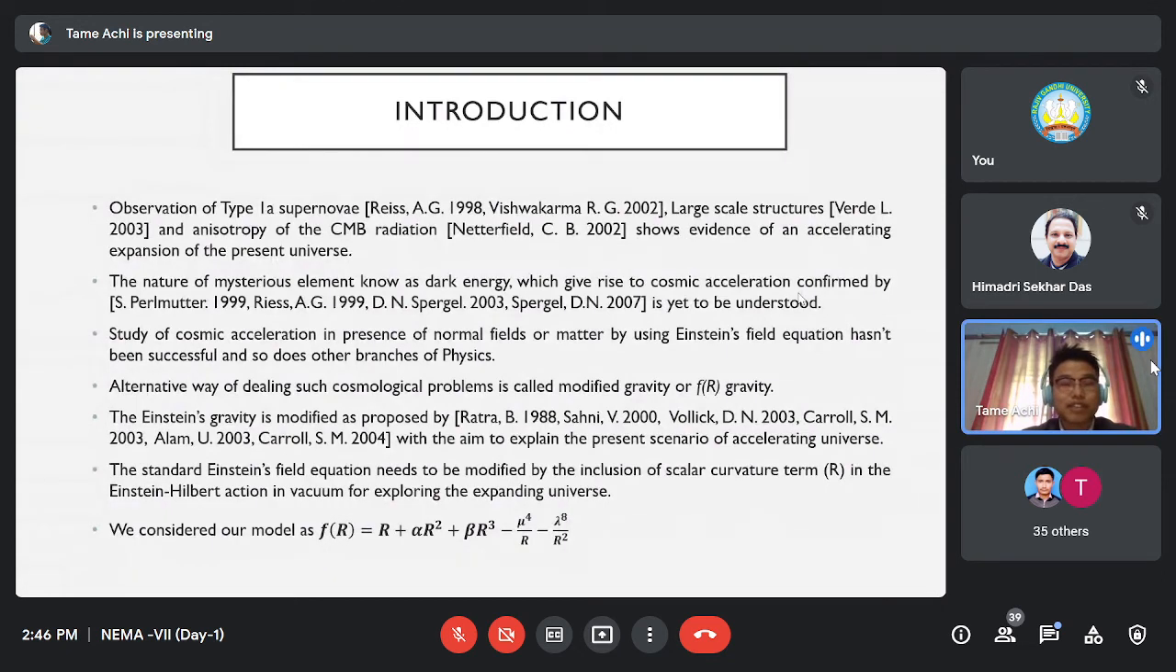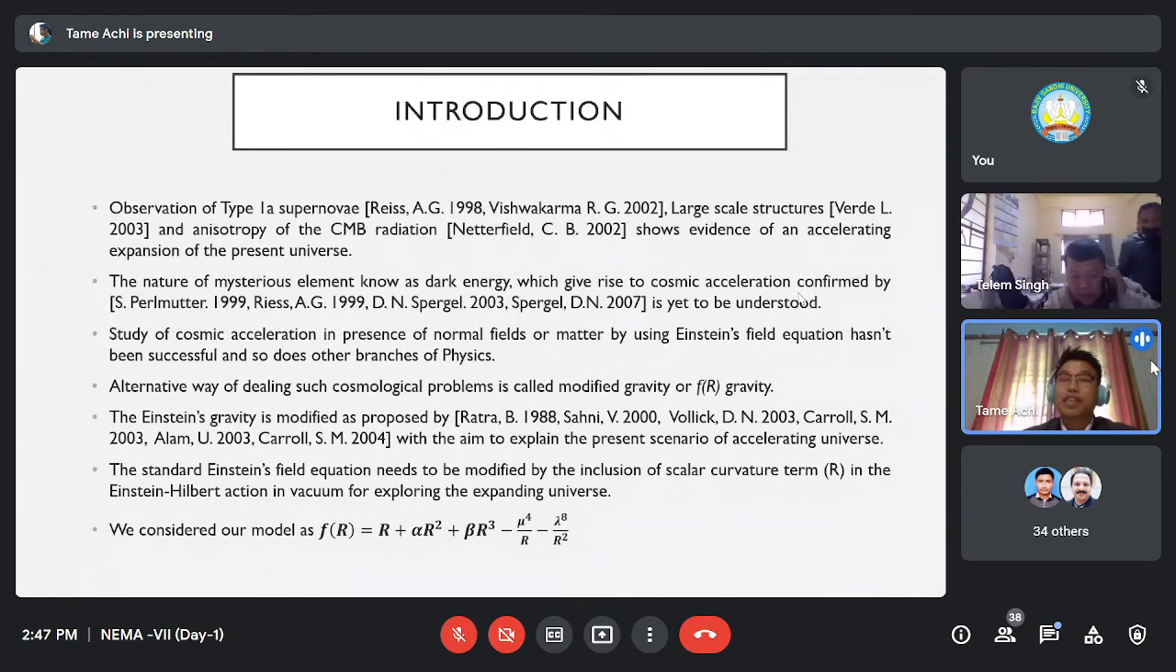So we have evidence for the accelerating expansion of the universe. But the problem is we don't have any theory that perfectly explains why the universe is accelerating. We have one model, dark energy, which has partially succeeded in explaining the accelerating expansion, but we do not yet understand what dark energy is.